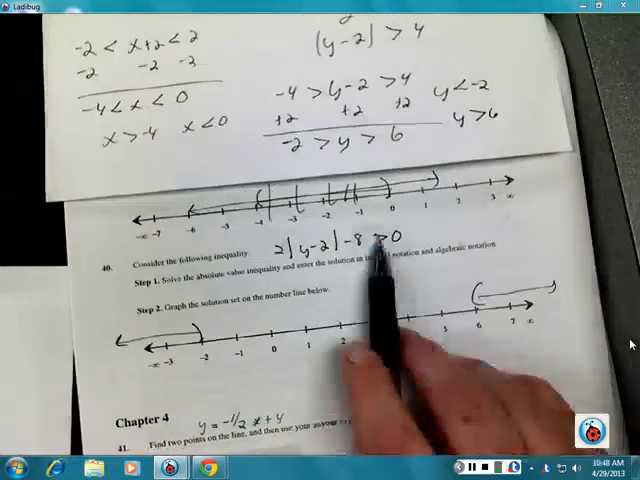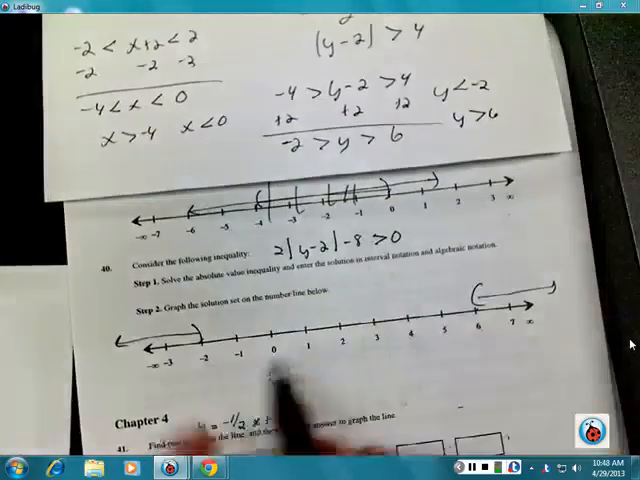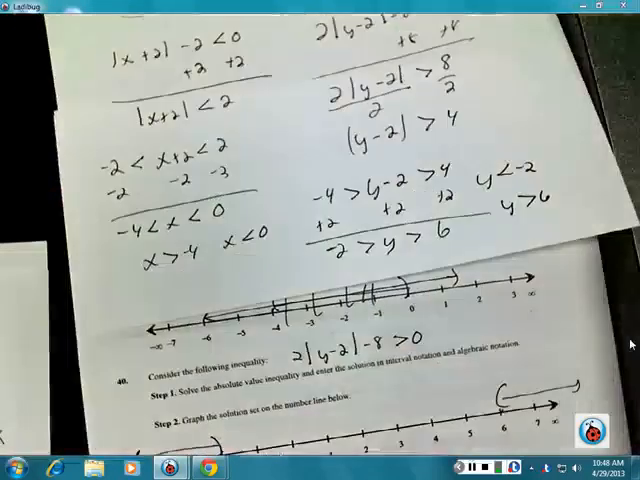Whenever you have a greater than, they're always going to go the opposite way of each other. When you have a less than, that's when they will cross. All right, chapter 4.